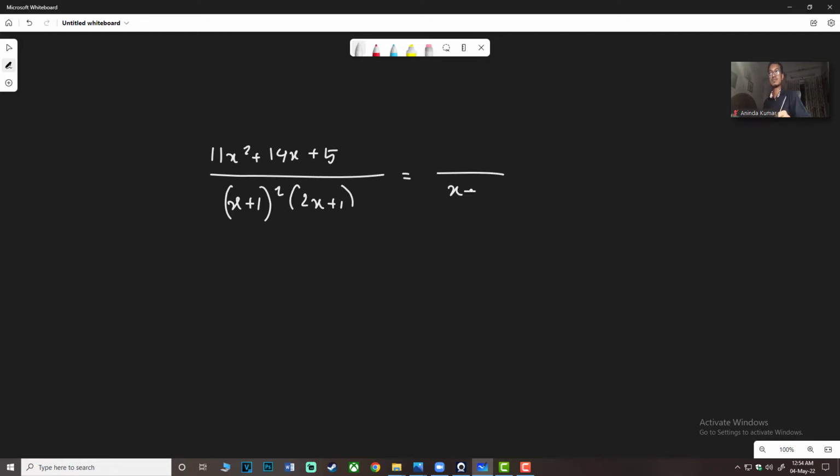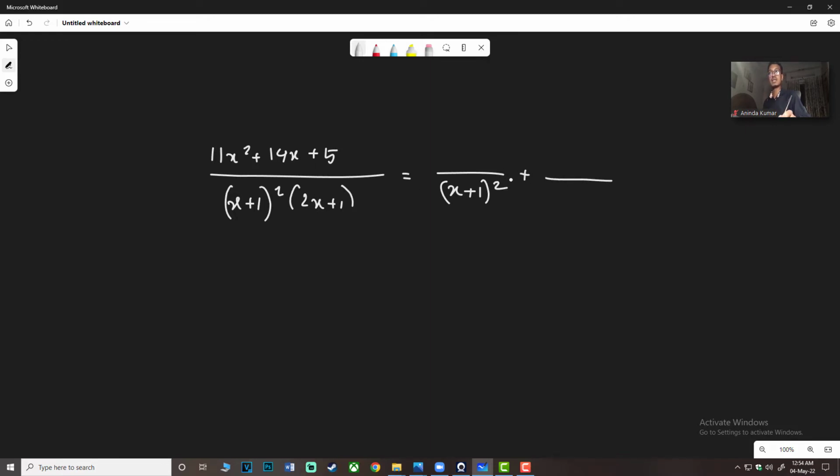We have example number 3, we are talking about (11x² + 14x + 5) divided by (x + 1)²(2x + 1). So we have to convert these into partial fractions. The only difference with the previous part is that we have to take all the powers of x + 1, something like this. So we have (x + 1)², we have this.